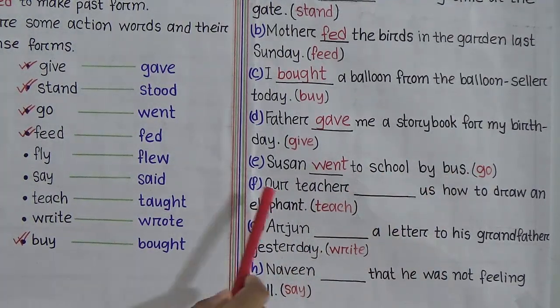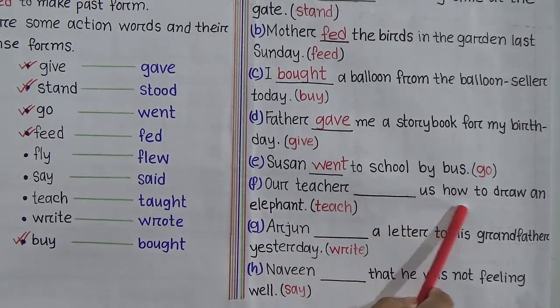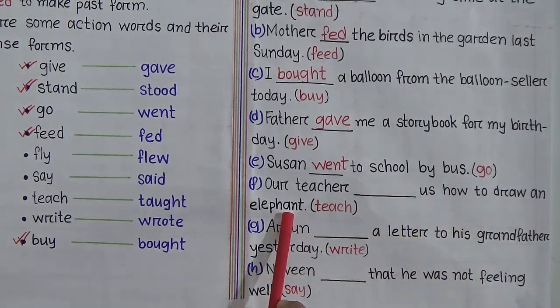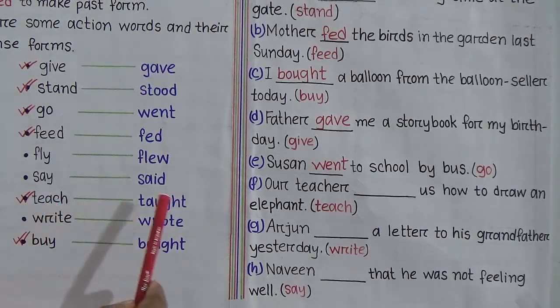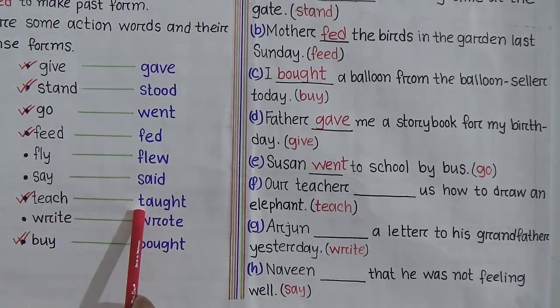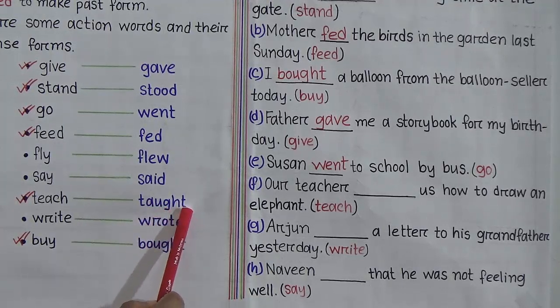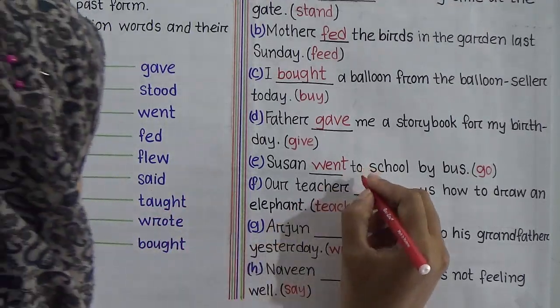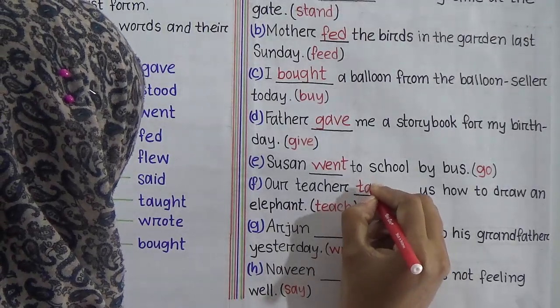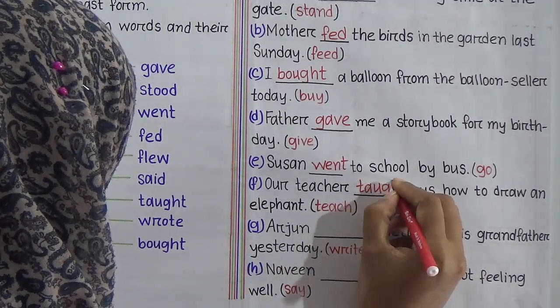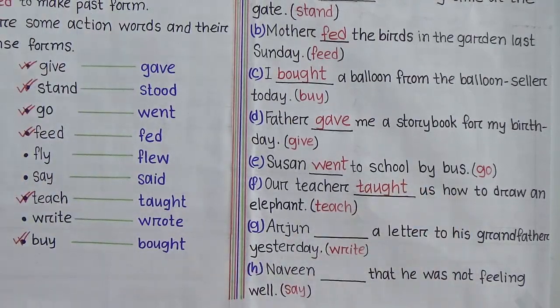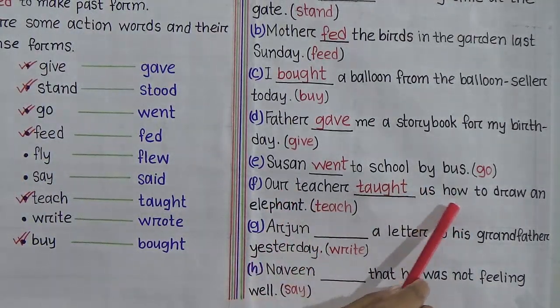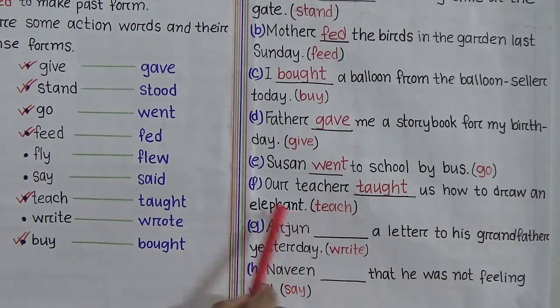Number F, our teacher taught us how to draw an elephant. In bracket, teach. The past form of the word teach is, look here, taught. Teach, taught. The spelling is T-A-U-G-H-T, taught. So, here we have to write taught. Our teacher taught us how to draw an elephant.